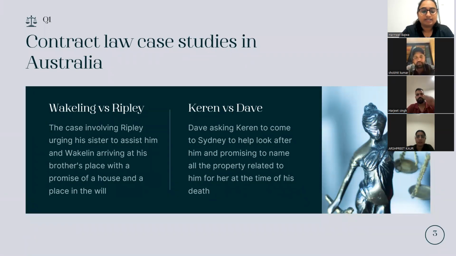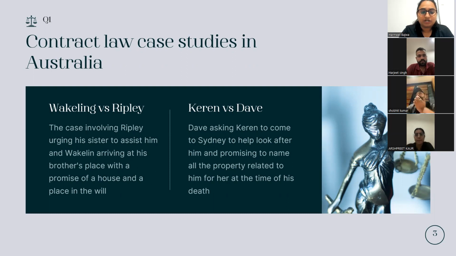This case also highlights the capacity to contract. In this case, it is assumed that both Dev and Kiran had the capacity to contract as they were legally capable of entering into the agreement. It is assumed that the contract purpose is legal as it relates to the transfer of property. Lastly, the case highlights the concept of breach of contract and the remedies available to non-breaching parties.